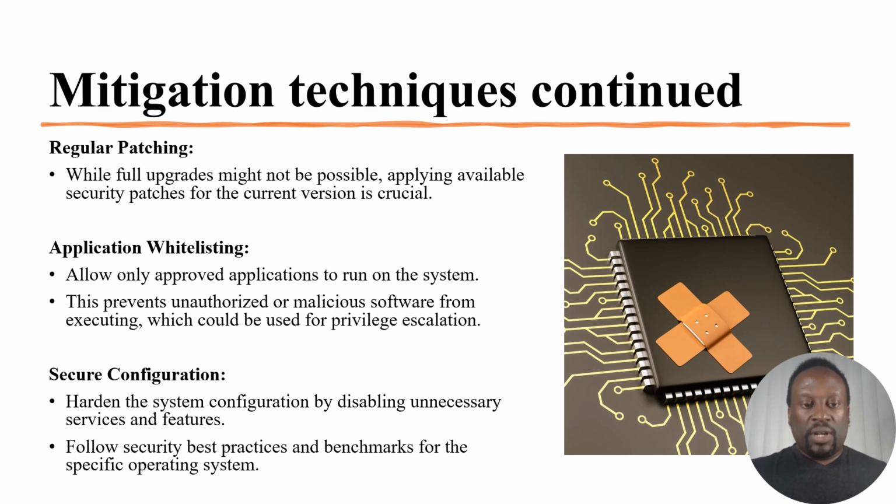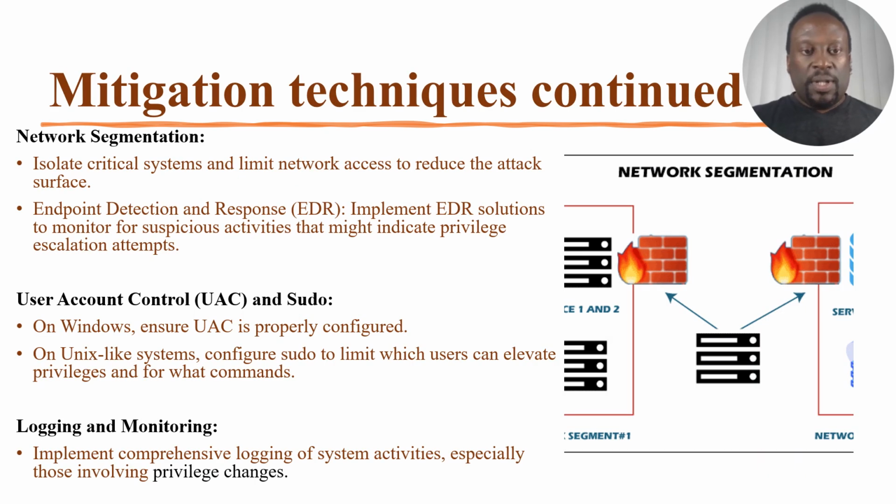We have secure configuration. Harden the system configuration by disabling unnecessary services and features. Also follow security-based practices and benchmarks for the specific operating system being used. Network segmentation is another mitigation technique. This is where you isolate critical systems and limit network access to reduce the attack surface.